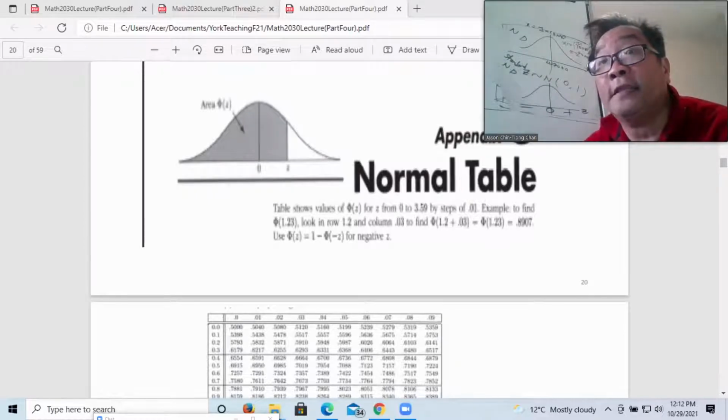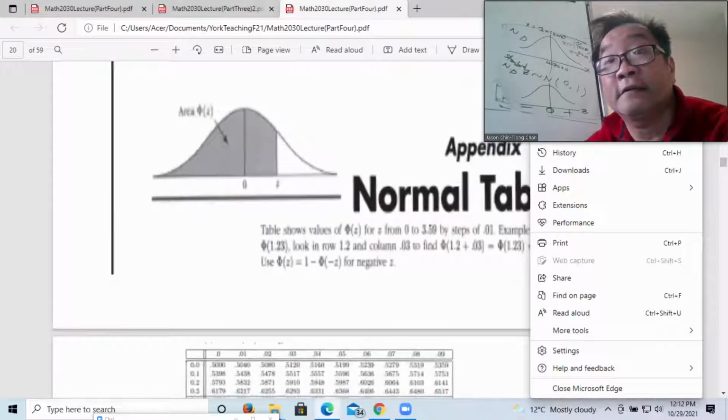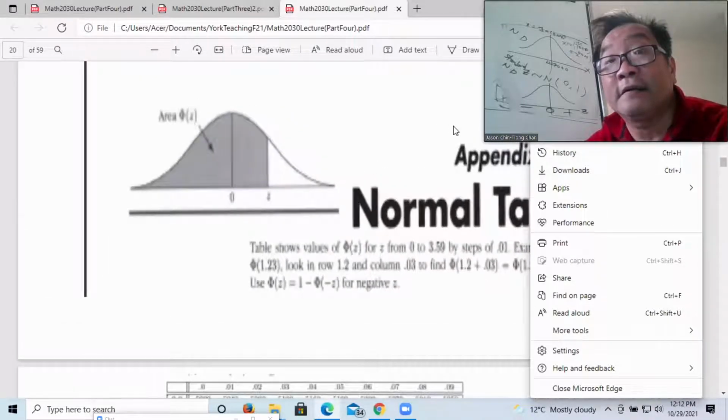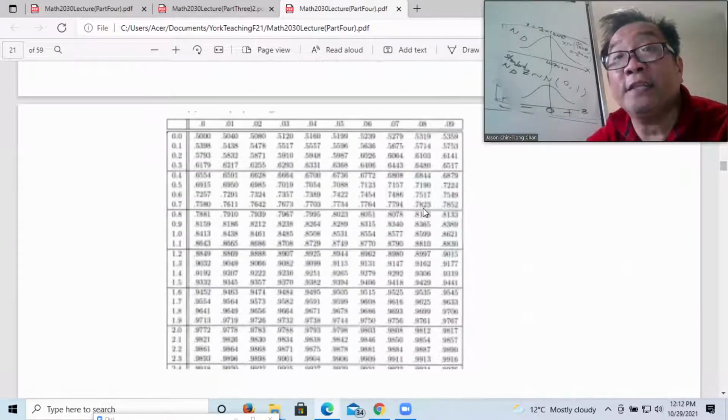Yes, I can zoom it. I think it's still very hard to see. I make it bigger. Okay. Can you see it? Is it better now? Yeah, okay.